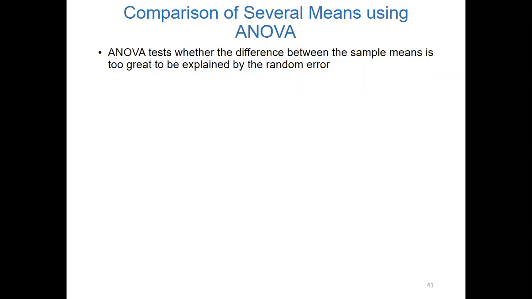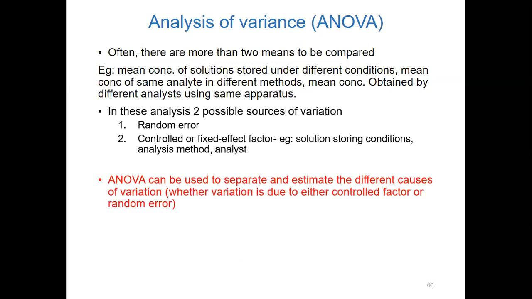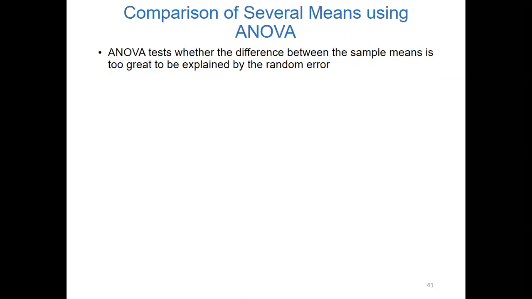And here I think it would be better to discuss how to do this analysis using a simple example. It will be easier for you to understand when we discuss it using an example. I told you that the main advantage of ANOVA is that we can compare several means using this method.